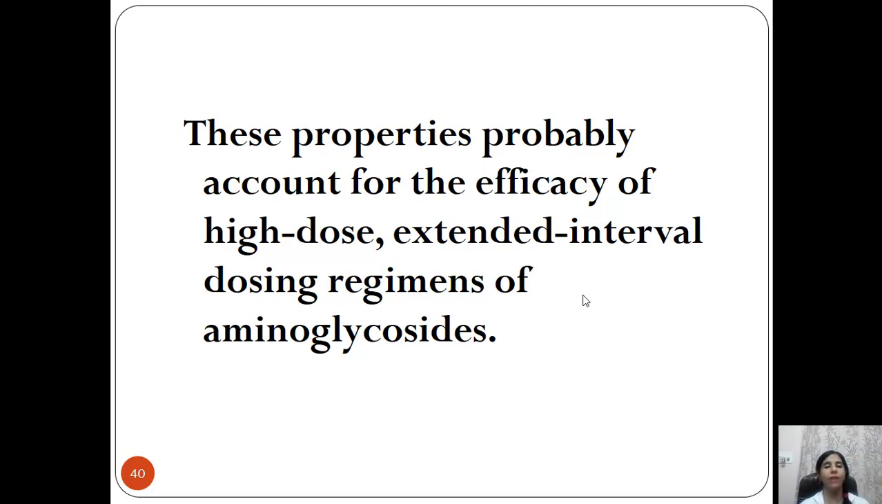For time dependent killing, we have to repeat the antibiotic again and again, maybe 3 times in 24 hours, so that the bactericidal action should continue, and that is only going to continue till the drug levels are above the MIC. The time the drug levels remain above the MIC, not how much are they above the MIC. That is concentration dependent killing. What is time dependent killing? The bactericidal action is going to continue till the time the drug levels are above the MIC.